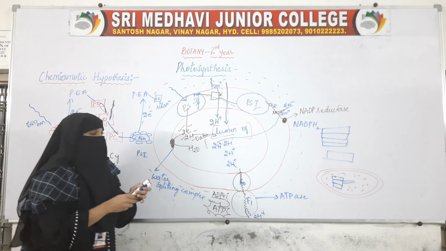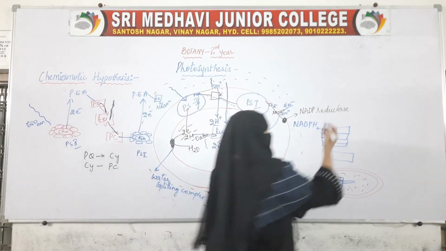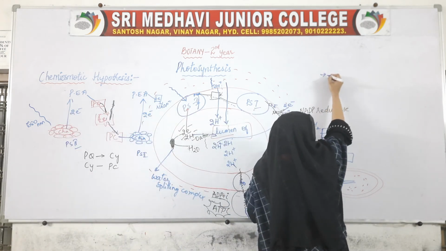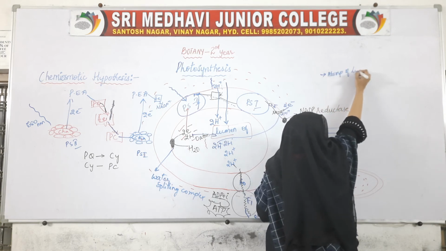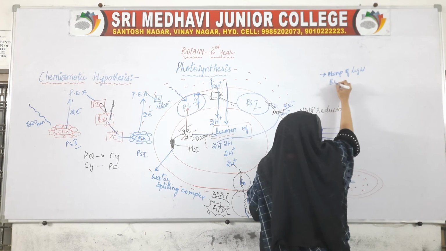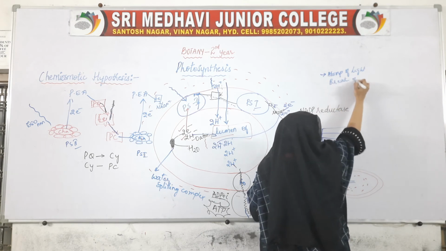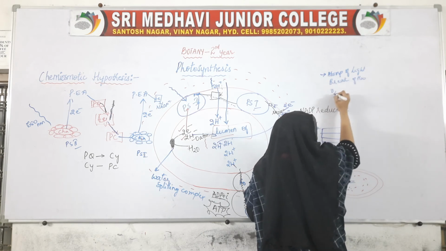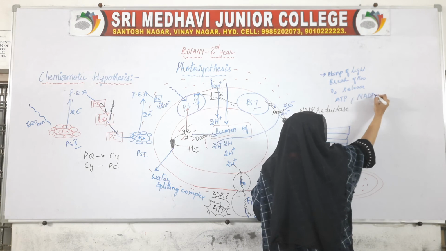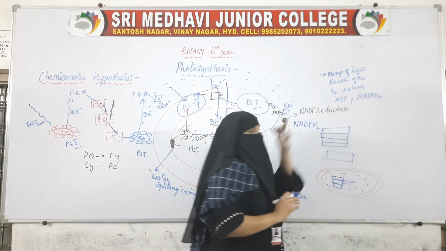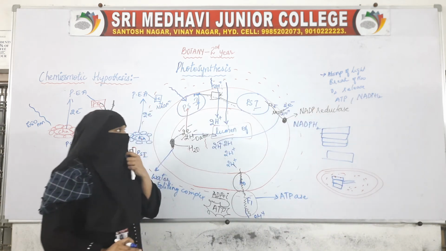We said now, during light reaction, what happens is absorption of light, breaking of water molecule, breaking of H2O, O2 release, ATP is formed, and NADPH2 is formed. So we have seen how this whole process takes place.